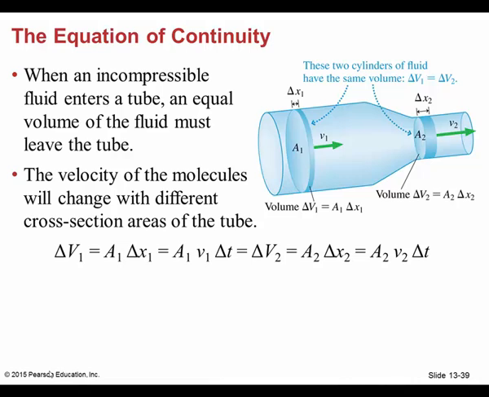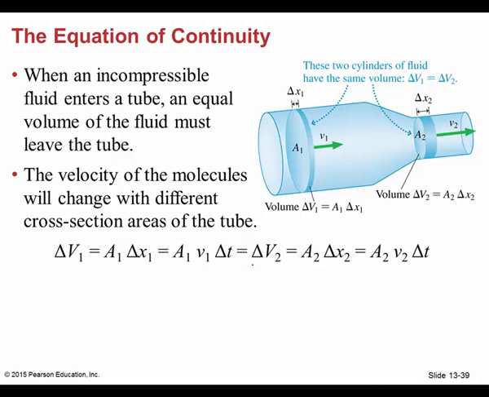Now, the equation of continuity. This is really interesting. When we compress a fluid, notice how large this cylinder is, how large the pipe is, but then we narrow its volume. We make the volume much smaller. We have a large volume, then it goes to a small volume. Well, what do you think is going to happen? The velocity of the molecules will change with different cross-sectional areas of the tube.